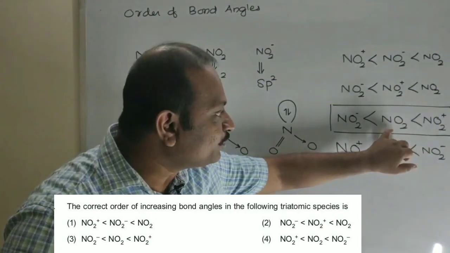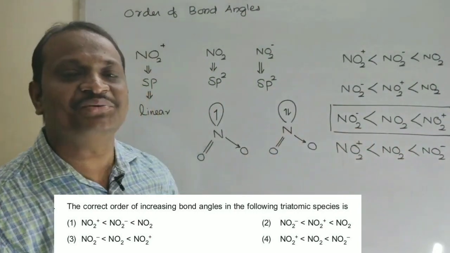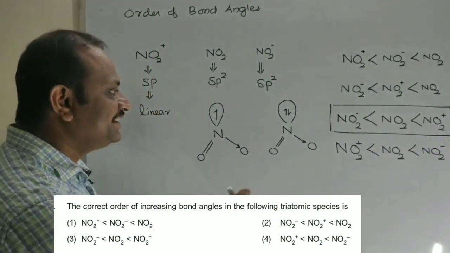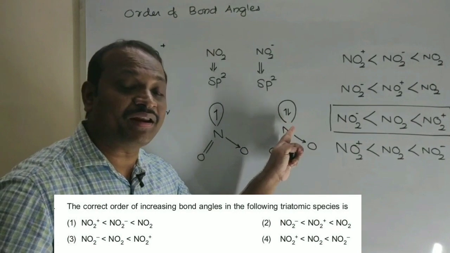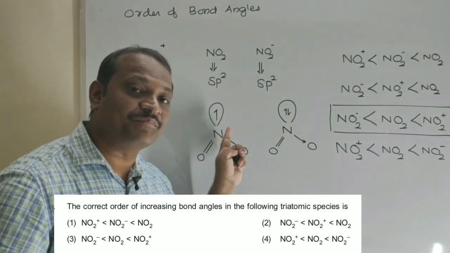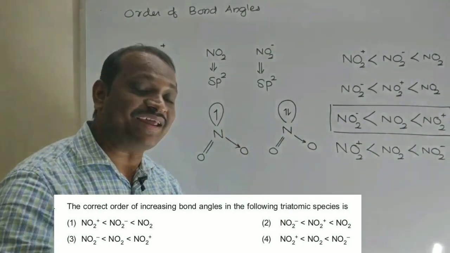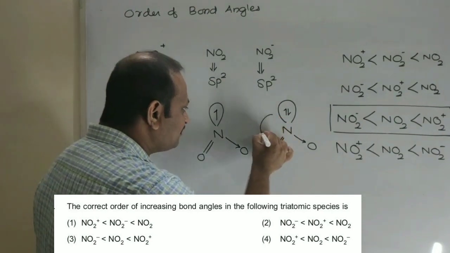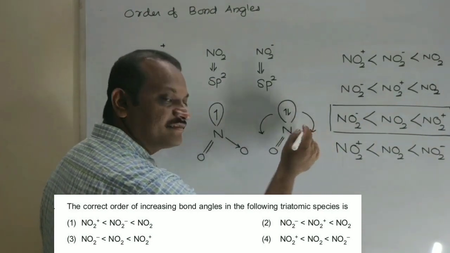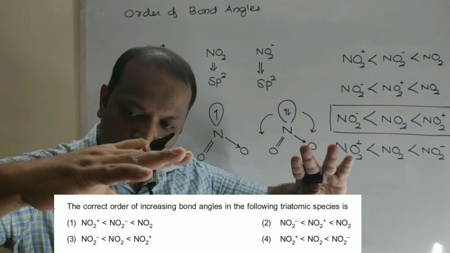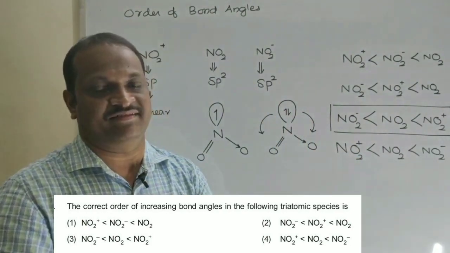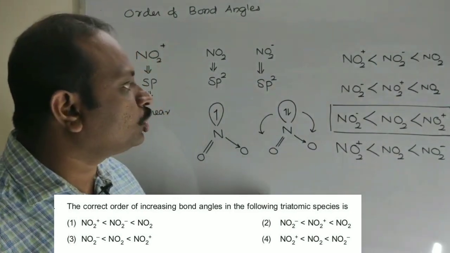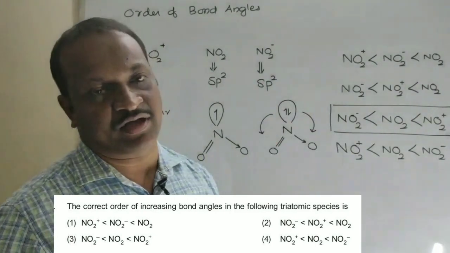But see NO2, after that NO2 minus. Whenever we have NO2 minus, we have one lone pair, but here one lone electron. Whenever the lone pair increases, repulsion will be more in this case. Whenever the repulsion is more, the bonds come together, so the bond angle will be less. So we have got option 3 as correct.